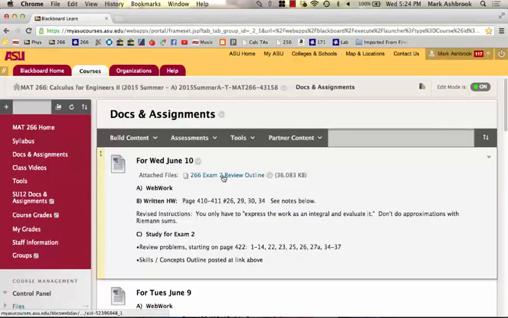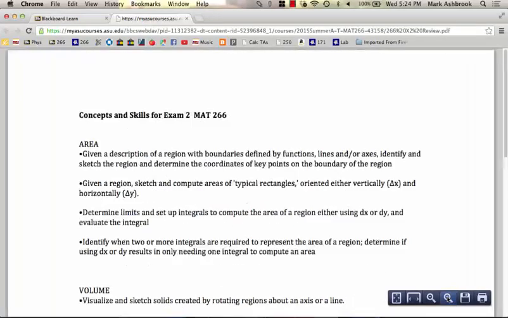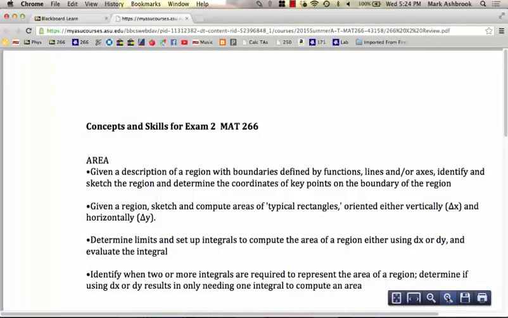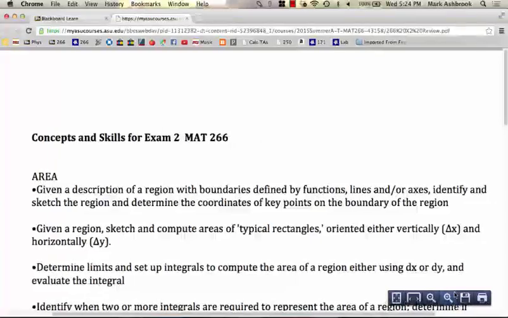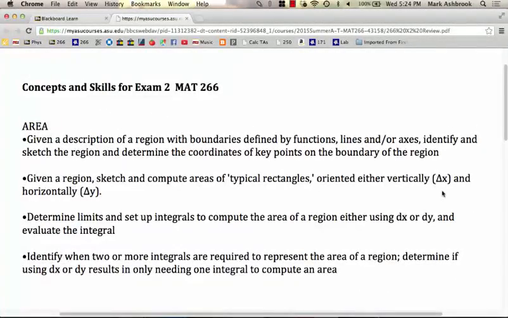So I posted this last night, if you haven't discovered it yet. It's just concepts and skills. So this is all stuff we emphasized in class. There's nothing on the exam that we didn't emphasize in class in terms of the examples I did in class and the homework I assigned, okay? So there's nothing outside of what we really worked hard on that you have to learn, okay?